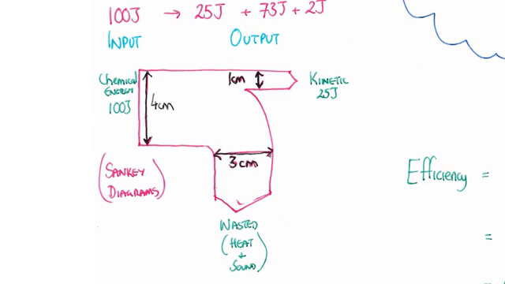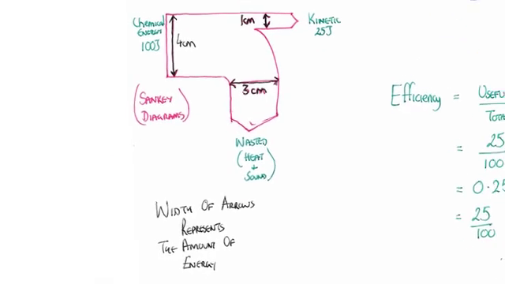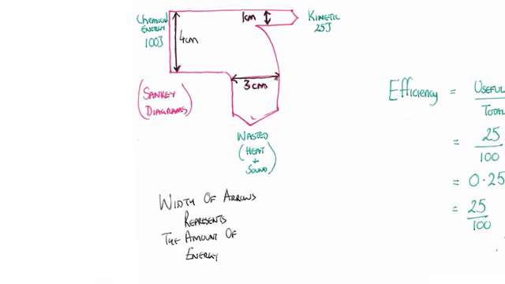Then towards the bottom, the wasted energy, which should be 75 joules, means the arrow must be a width of 3 centimeters. So it's the scale diagrams you need. In the exam, they'll have these diagrams on graph paper, and you have to count up the little squares. And there you go, the width of the arrows represents the amount of energy.